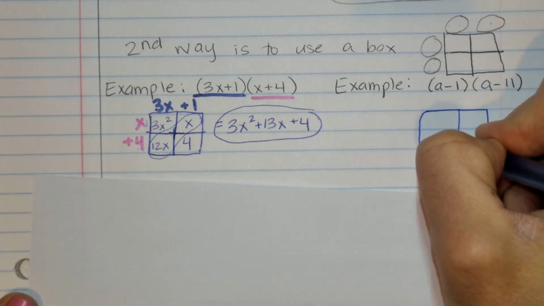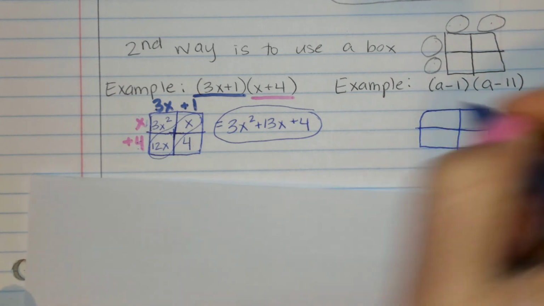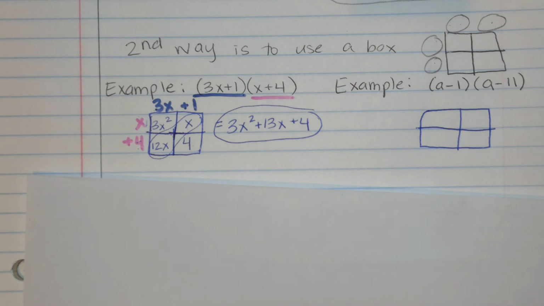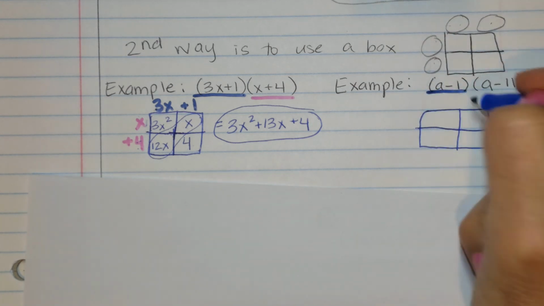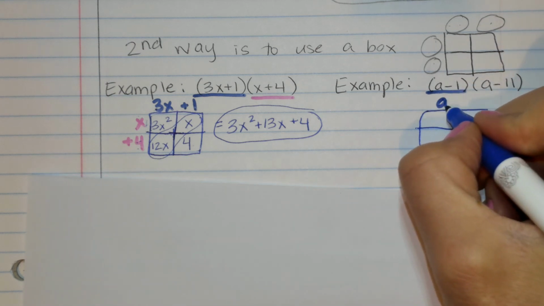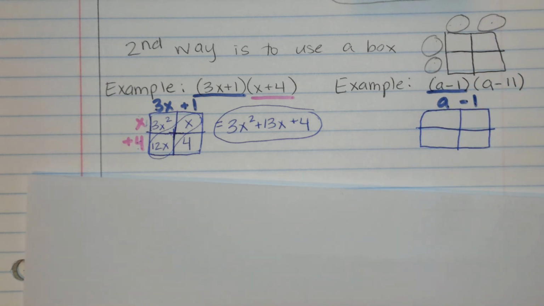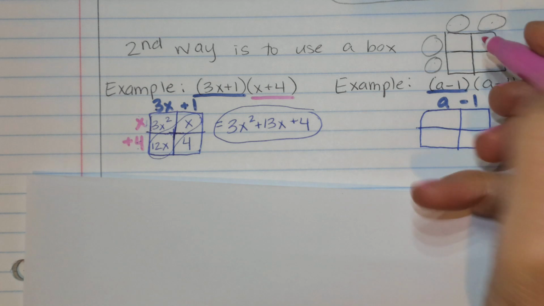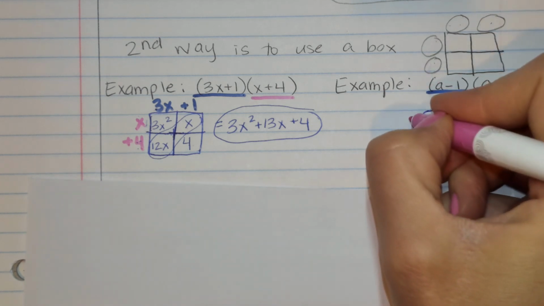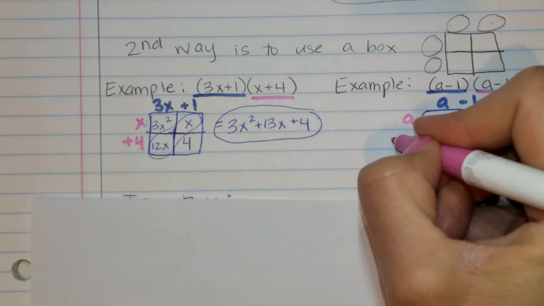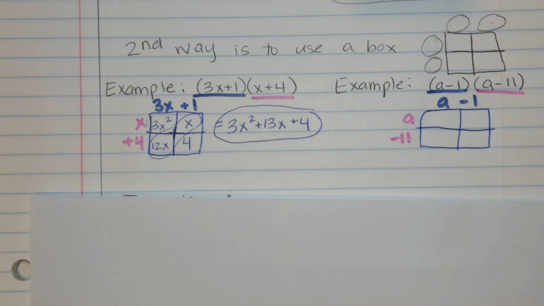So you draw the box, a vertical and a horizontal line. And again, I'll use colors just to show you where they go. I'm going to put a minus 1. And then over here, a, and I keep that negative with the 11. So a minus 11 or a and negative 11. And now I just have to multiply. So go ahead and give it a try. See if you can do this as I'm doing it.